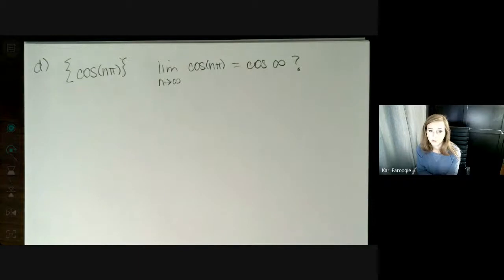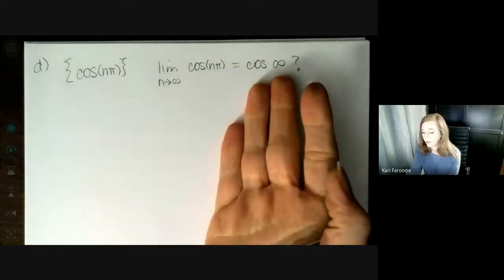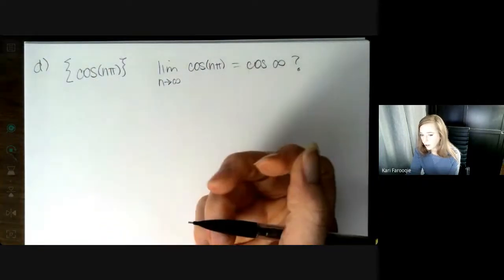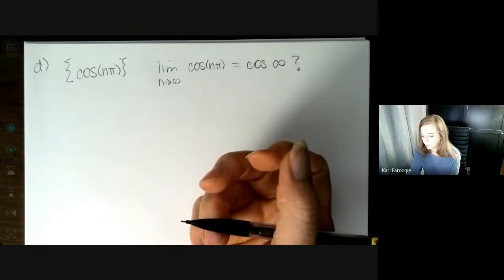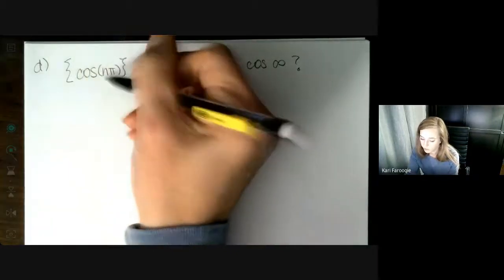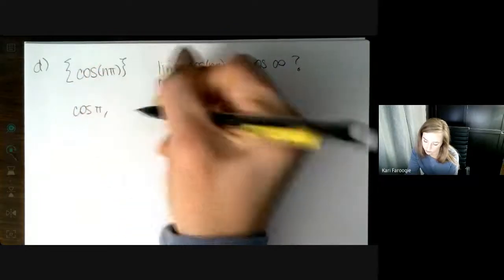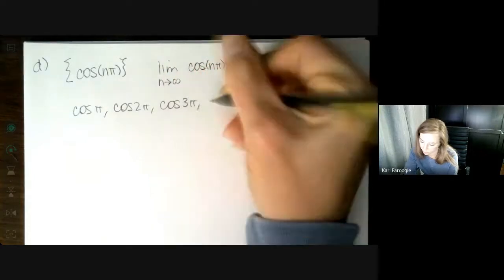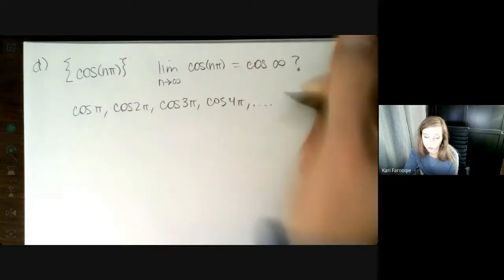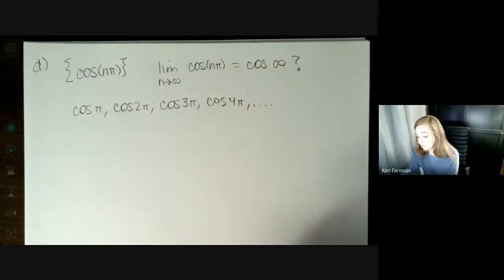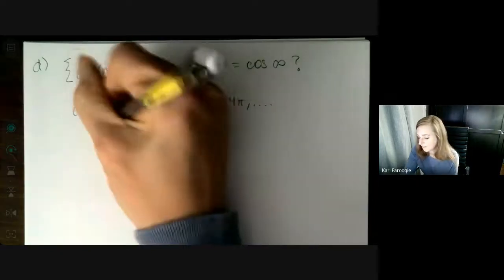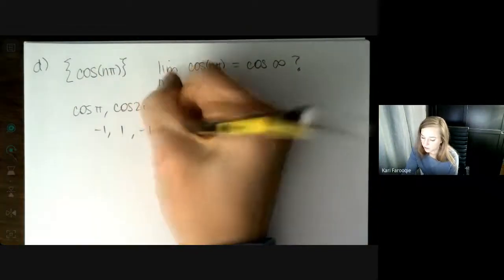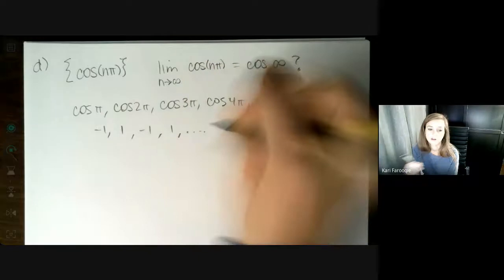So if I were you, I wouldn't think about it like this. For some of these weird ones where you really can't take the limit, I would write out some terms and see if you can get a good sense for what's happening. So for instance, if n equals 1, you'll have cosine pi. If n equals 2, you'll have cosine 2 pi. N equals 3, cosine 3 pi. Cosine 4 pi. So on and so forth. So the cosine of pi is -1. The cosine of 2 pi is +1. The cosine of 3 pi is -1. The cosine of 4 pi is +1.